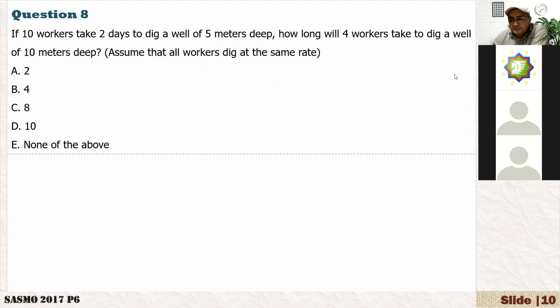I didn't read the question. Okay. If 10 workers take 2 days to dig a well of 5 meters deep, how long will 4 workers take to dig a well of 10 meters deep? Okay. 10 meters deep. 1.5 minutes, guys. Think and write your answer to the chat box.